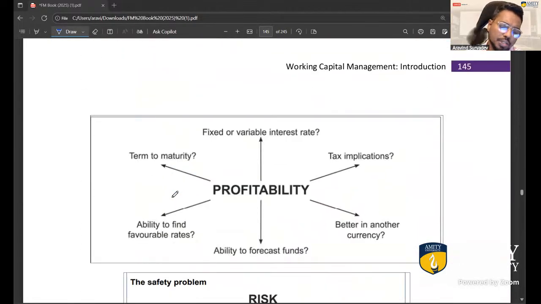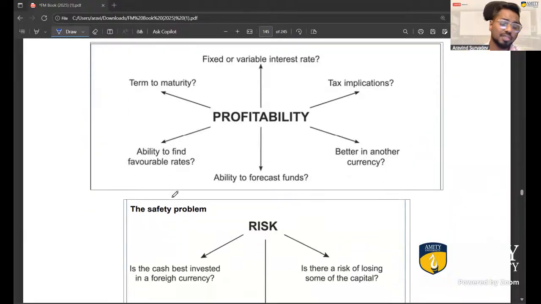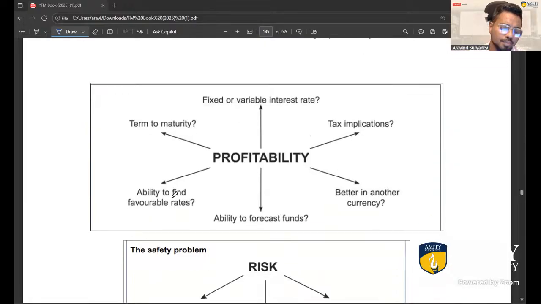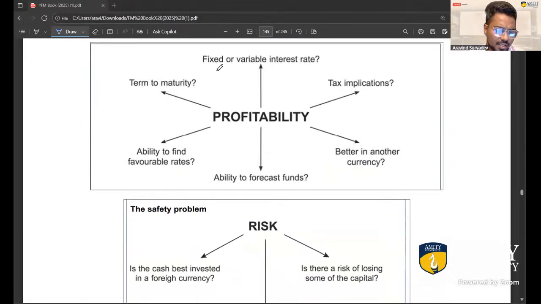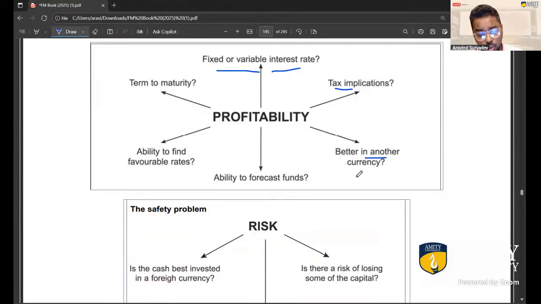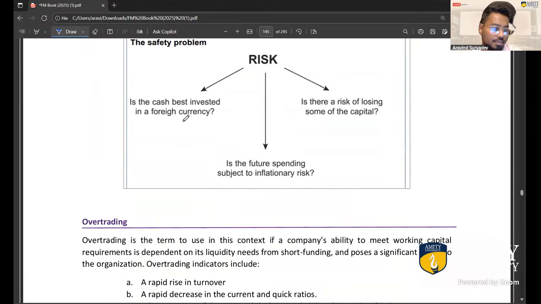So, risk of short-term finance, we just talked about it. Then, profitability and liquidity that we talked about earlier. What brings in profitability? Should we use the funding based on fixed or variable interest rate? What are the tax implications of this? Should we borrow in another currency? Can we forecast funds easier? Ability to find favorable rates and the term to maturity would definitely affect the way we fund it.